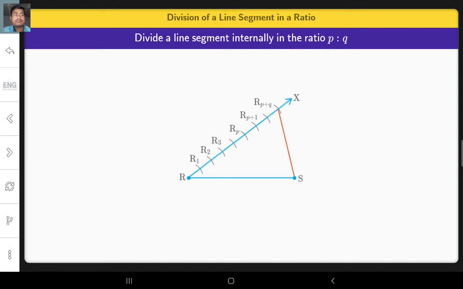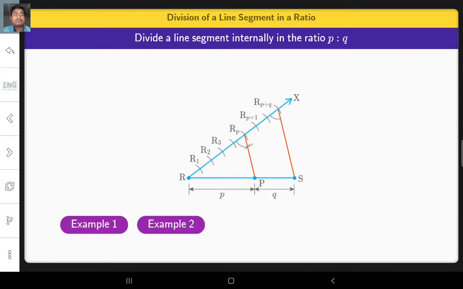Join point S with point R, P plus Q. Through the point RP, draw a line parallel to RP plus Q S, by making an angle equal to angle RP plus Q S at RP. This line meets RS at a point P. Tap the buttons to understand this better with more examples.